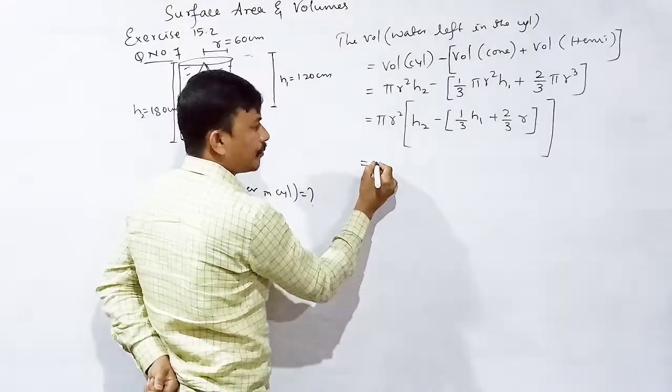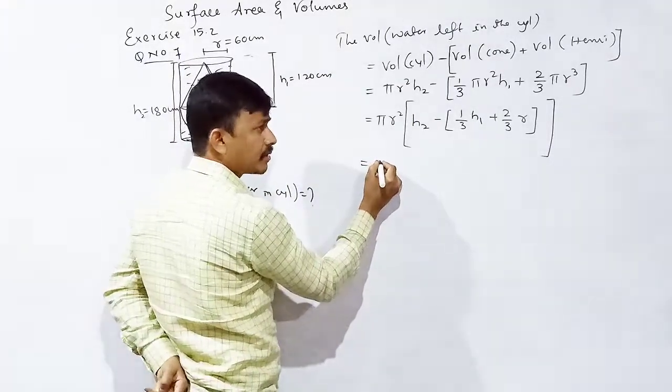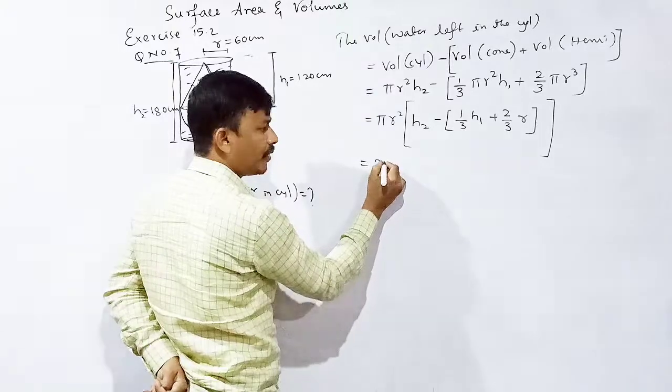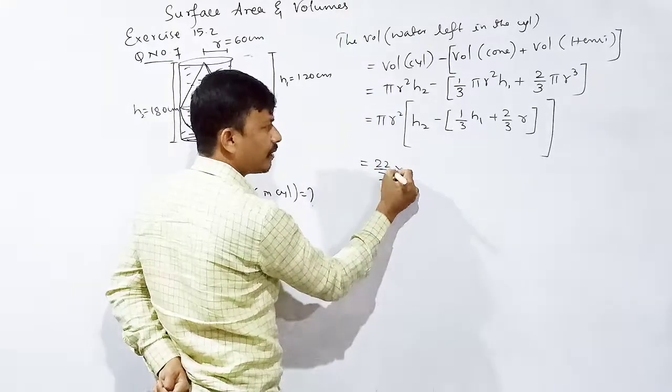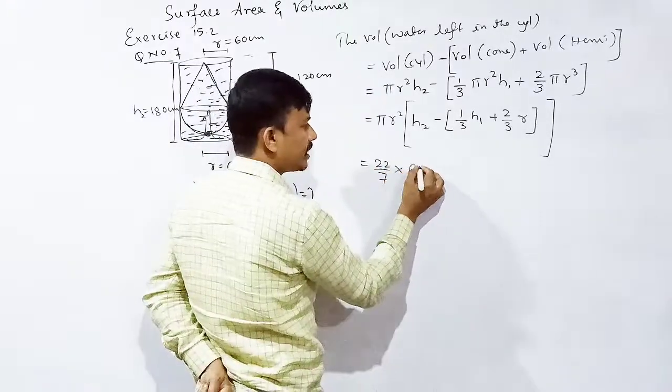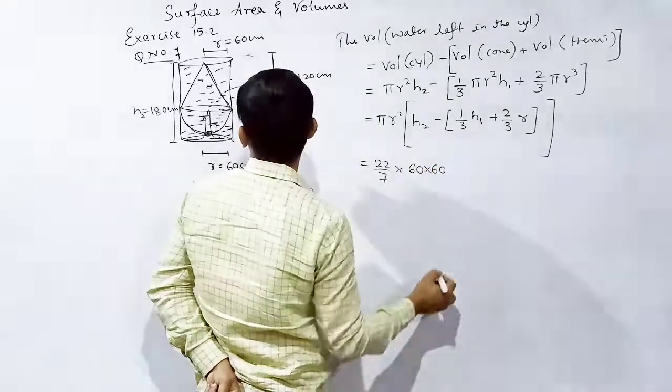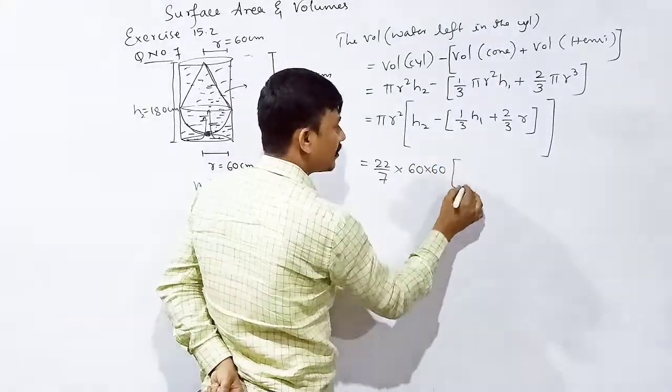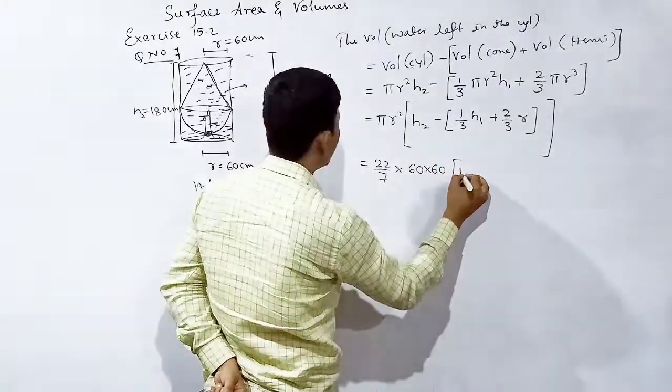This is equal to pi value. Do they give it? No. 22 divided by 7. What is the radius? 60 centimeter. That means 60 into 60. In bracket, what is H2 value?